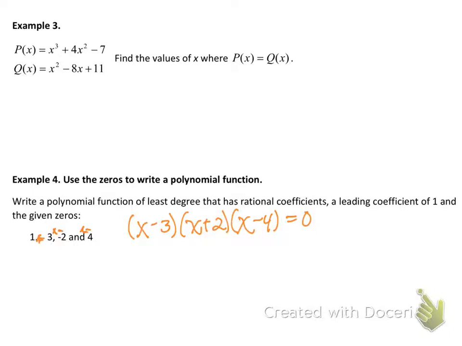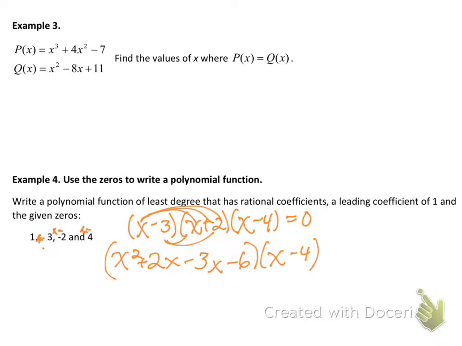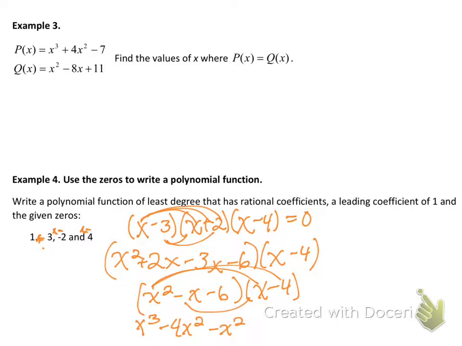So once you know how to go backwards from the zeros to the factors, now it's just order of operations. So x times x is x squared, x times 2 is 2x, minus 3x, minus 6. You can distribute the x minus 4 now if you want, but I'm just going to combine this to make it a little bit easier. And now you have x cubed minus 4x squared minus x squared plus 4x minus 6x plus 24. Last step would be to finally combine your like terms.